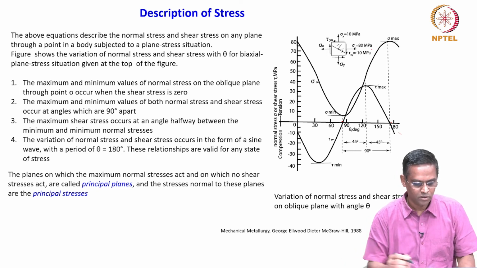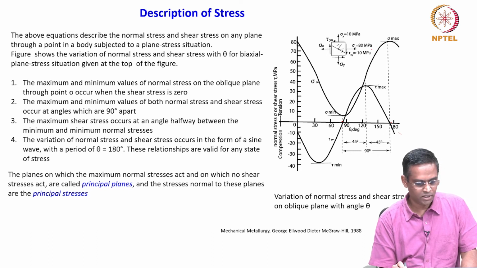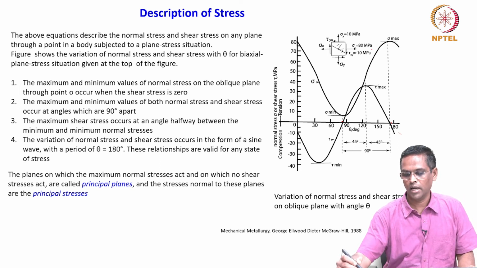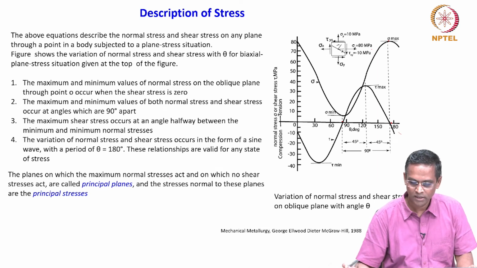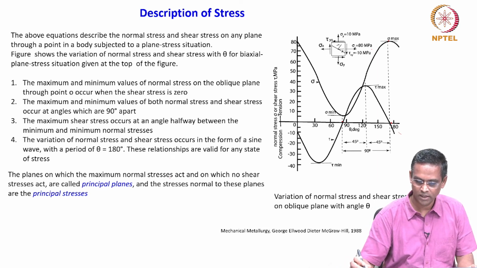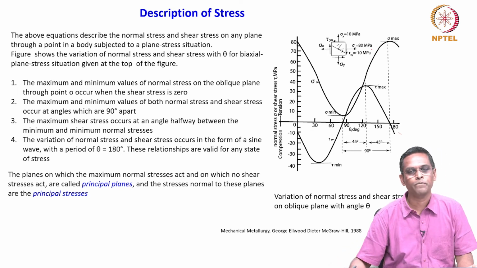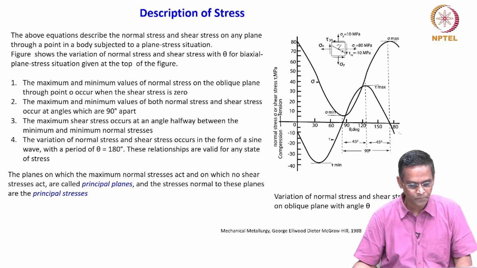Planes on which maximum normal stress acts and no shear stress acts are called principal planes. Something like this situation: shear stress is 0 here and the normal stress will have a maximum. This will happen at particular planes. Those planes are called principal planes, right? And the stresses normal to these planes are called principal stresses. So, principal stresses means there is zero shear stress. That is the bottom line we have to remember always.